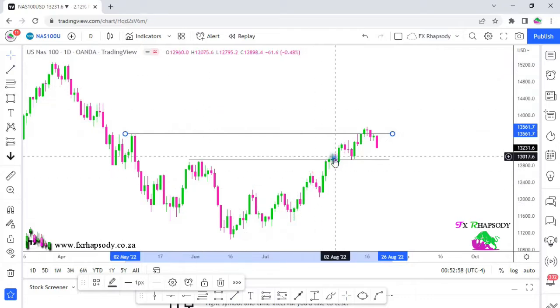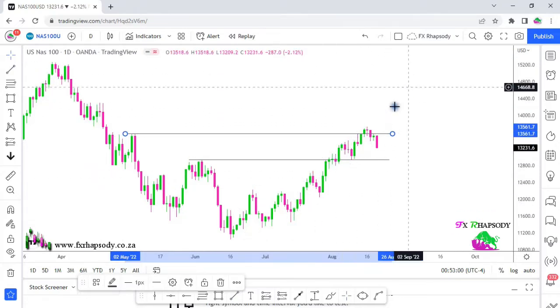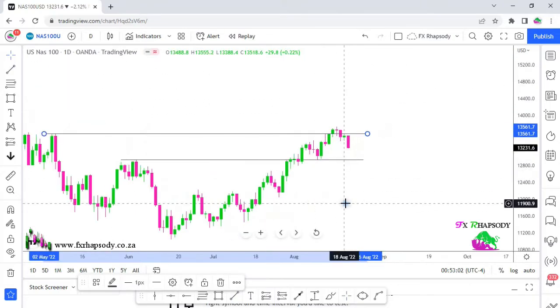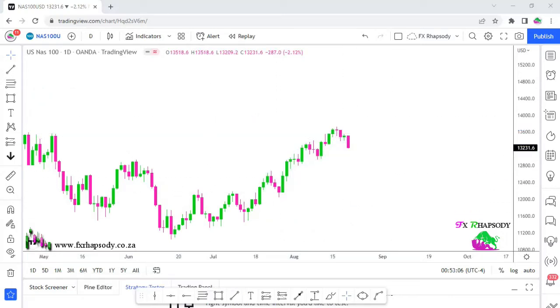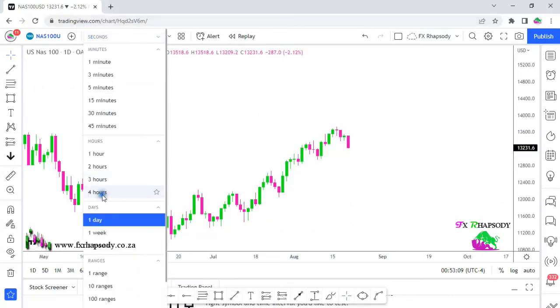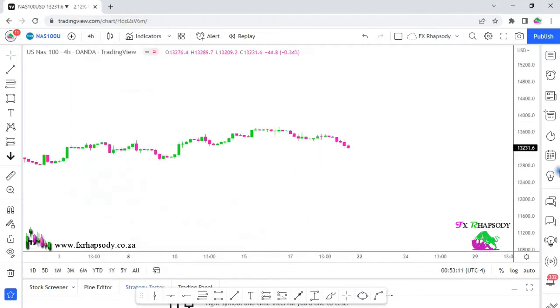So will Nasdaq start hunting that liquidity and start turning to the upside? We will have to look and see. Currently it's been hunting that liquidity area, so let's just keep an eye out to see if that momentum carries on to the upside.